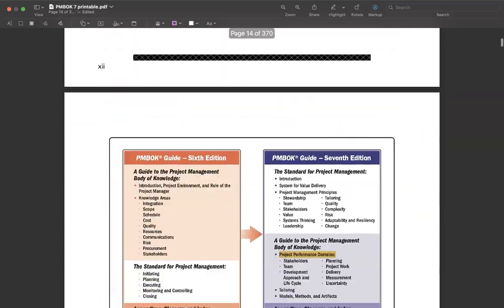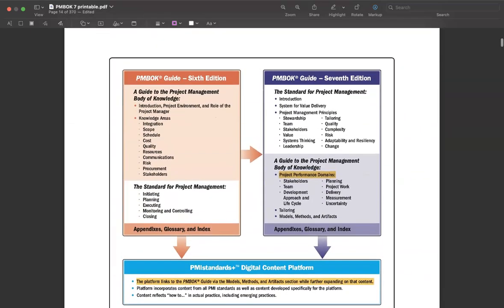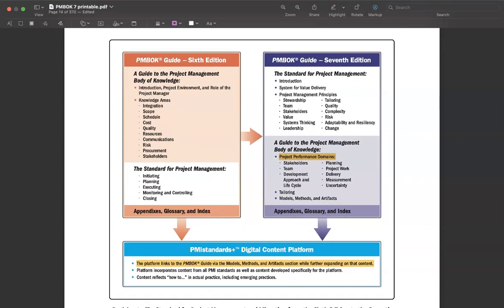If I go to this diagram here, it clearly shows you the switch over from the 6th edition to the 7th edition. In the 6th edition, the book started with a guide to the project management body of knowledge, and those were the different chapters it had. They had the introduction chapter, the project environment, the role of the PM, and the different knowledge areas. And then the standards for project management came after the guide.